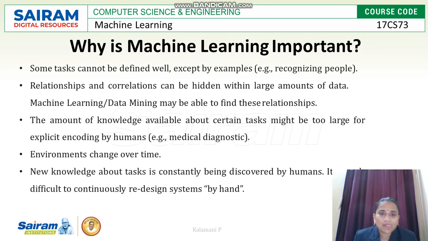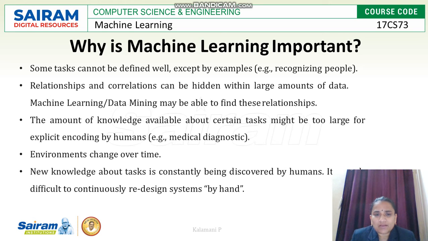And why is machine learning important? Some tasks cannot be defined well except by examples. For example, recognizing people, we can't write a normal program like that. We can only show some examples, then tell the machine, and based on similar types of things, it is going to recognize. So that is the thing.